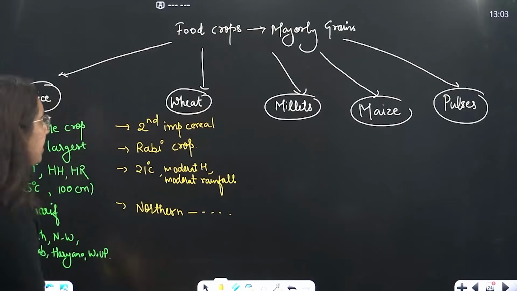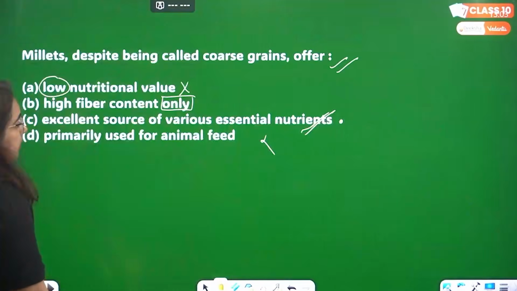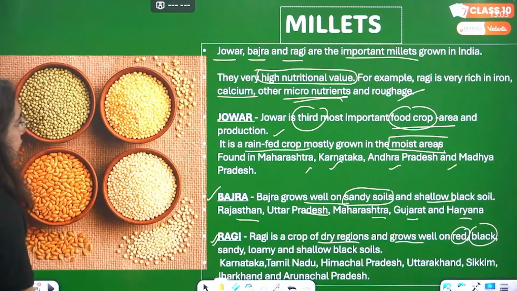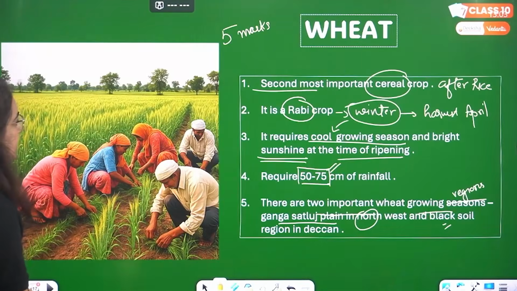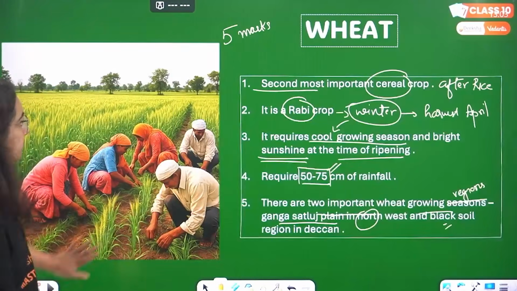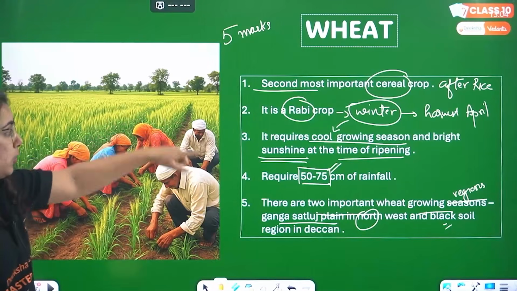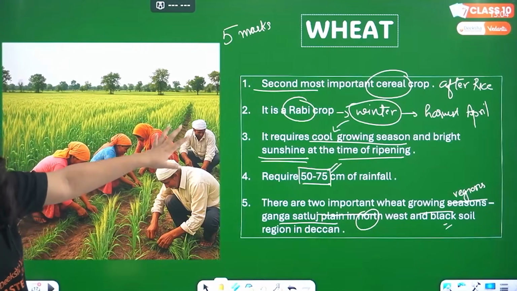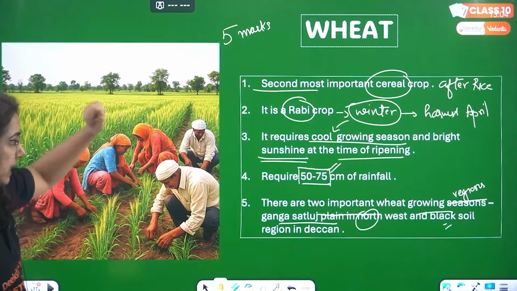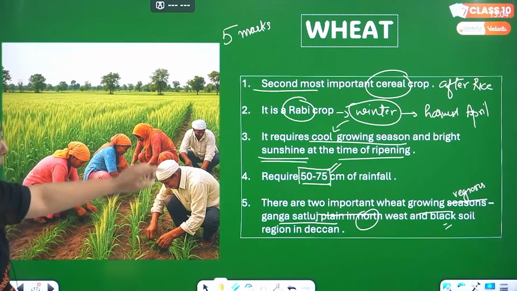grow wheat. I'm just forgetting what other features there are regarding that, so let's see if some point is missed here. Second most important, rabi. Acha, it requires cool growing seasons and bright sunshine at the time of ripening. It is a very important point that we have to write.